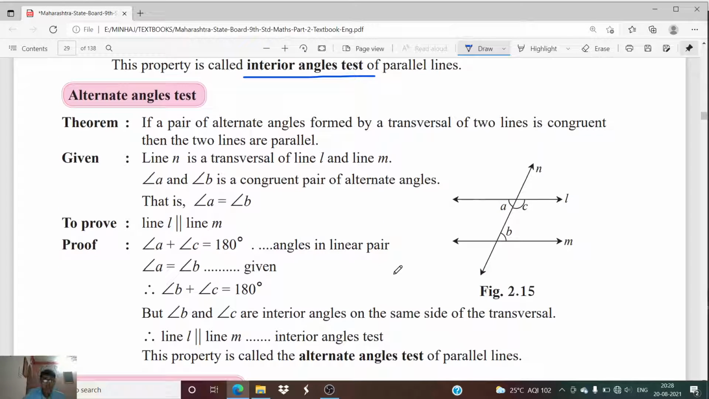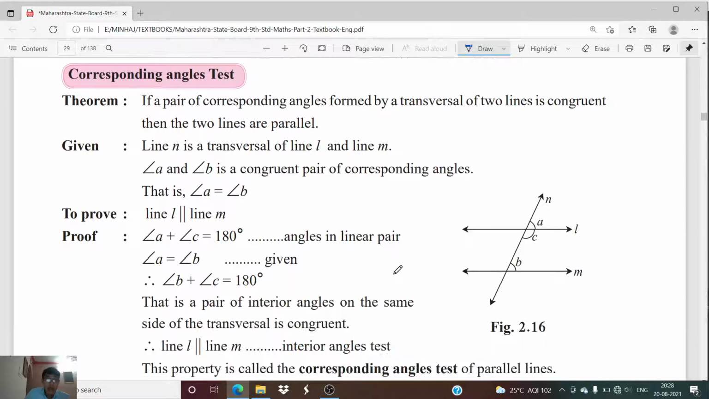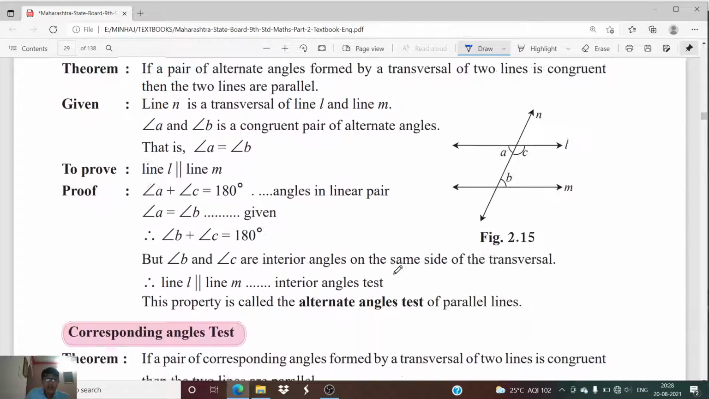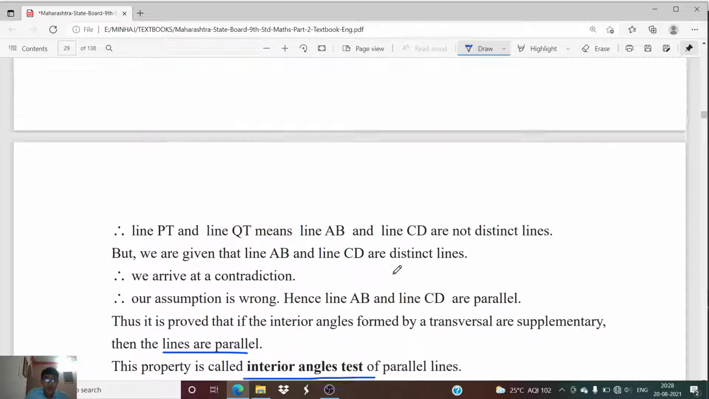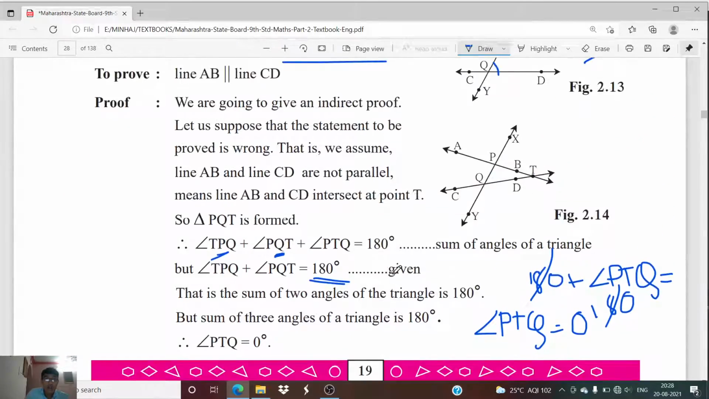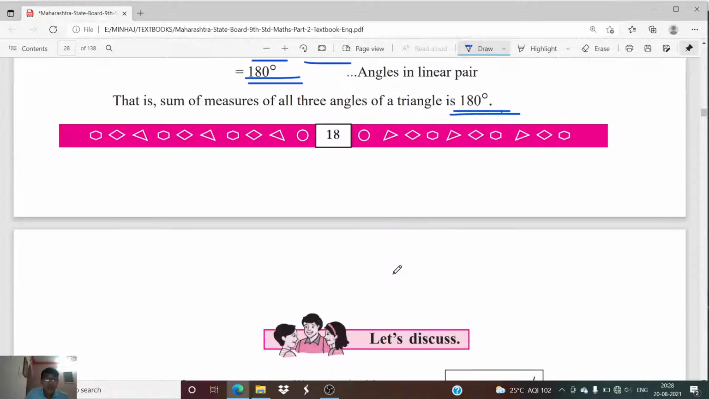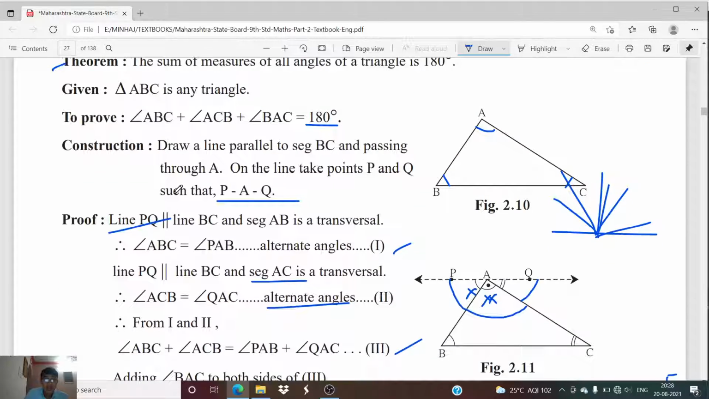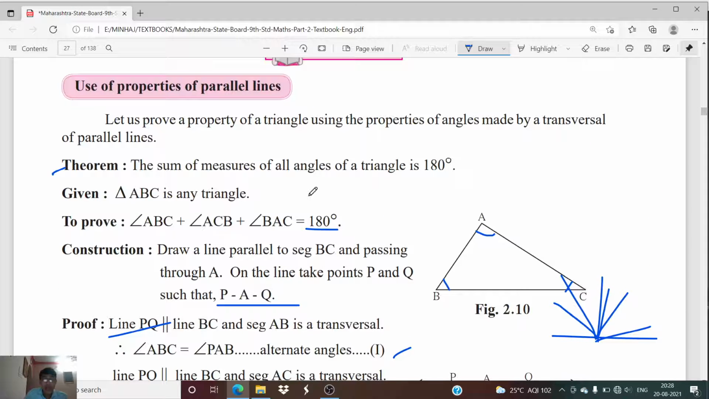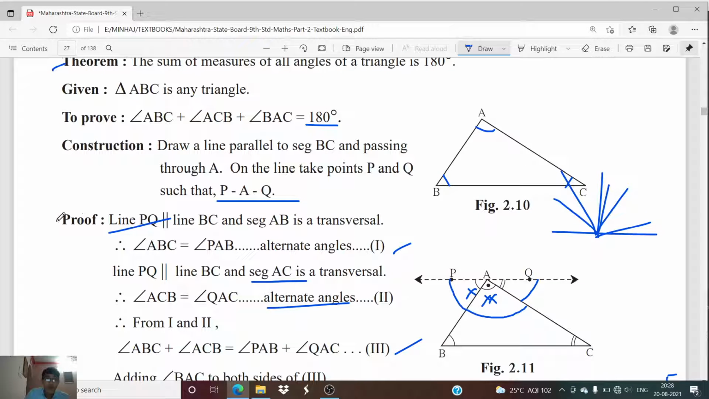Now we will see the alternate angles test and the corresponding angles test in the next lecture. For this lecture your homework is to write down the theorem that the sum of measures of all angles of a triangle is 180 degrees, with its proof, along with the diagram, in your notebook. So we will meet in the next lecture.